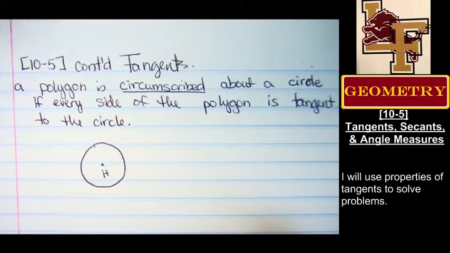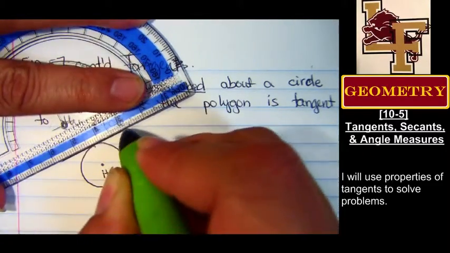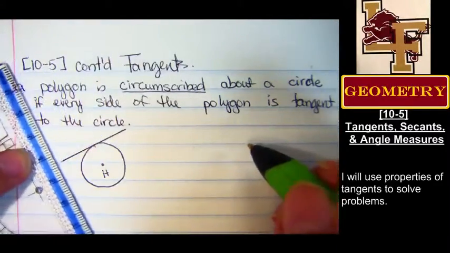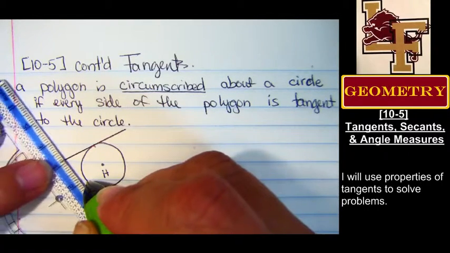Which means I need a bunch of tangent lines. So I'm just going to start drawing tangent lines. Okay, there's a tangent line. I need to get this to be tangent here.